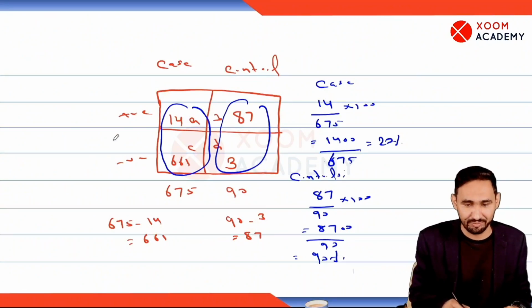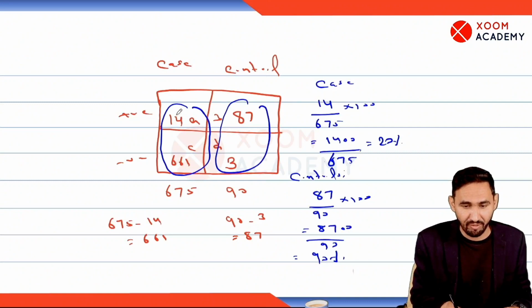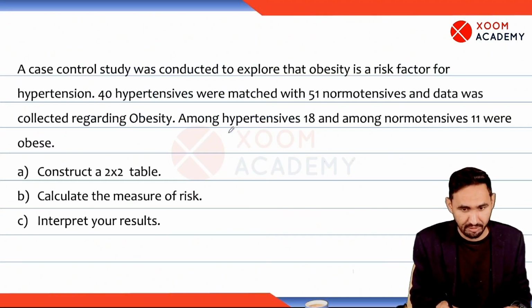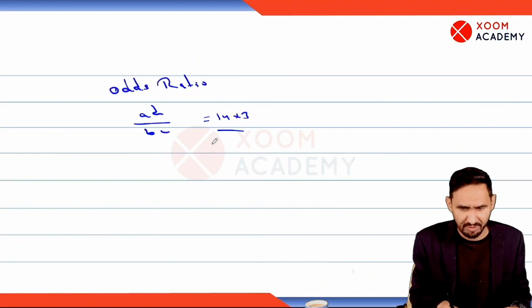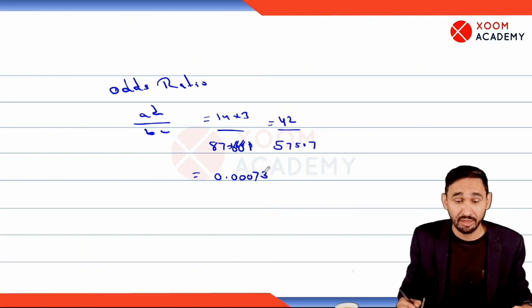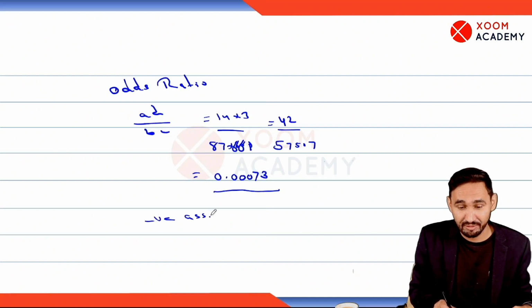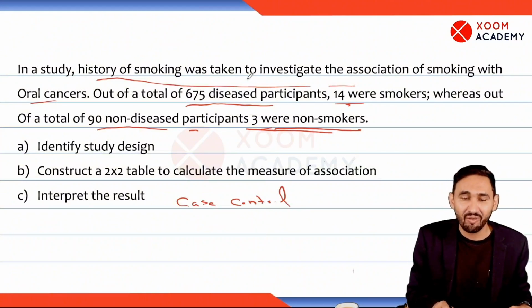Now we will calculate odds ratio. Remember the formula AD over BC. What is A? 14 and D is 3. So we'll multiply 14 with 3. 14 multiplied by 3. And B is 87 and C is 661. We'll multiply 87 with 661. What will be our answer? So we'll calculate odds ratio. Odds ratio is 0.0073. It is lesser than 1. So there is negative association. Or we can say that there is no association of smoking and oral cancers in our study.